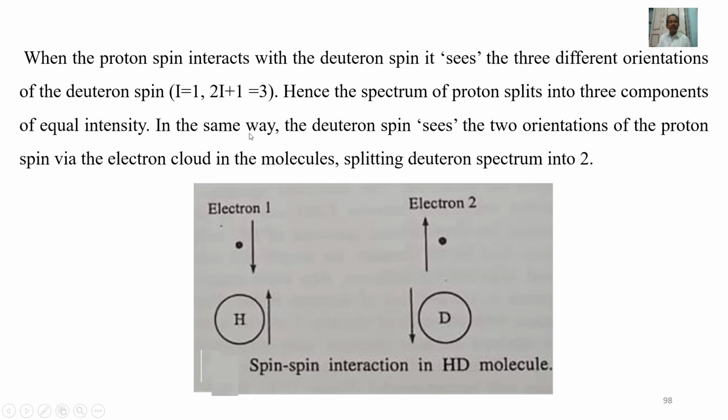In the same way, the deuteron spin sees the two orientations of the proton spin via the electron cloud in the molecule, splitting the deuteron spectrum into two. So this is exactly as shown in the figure. This is how the spin-spin interaction in the HD molecule takes place.